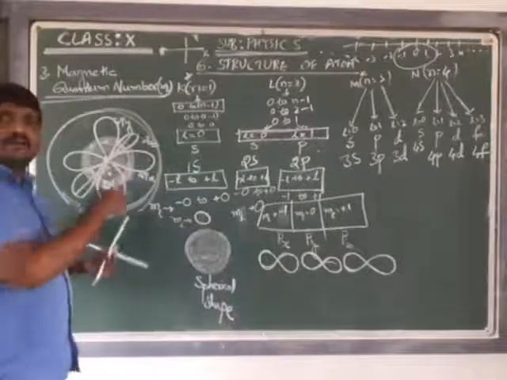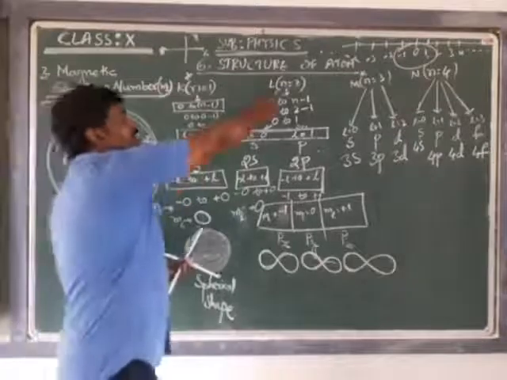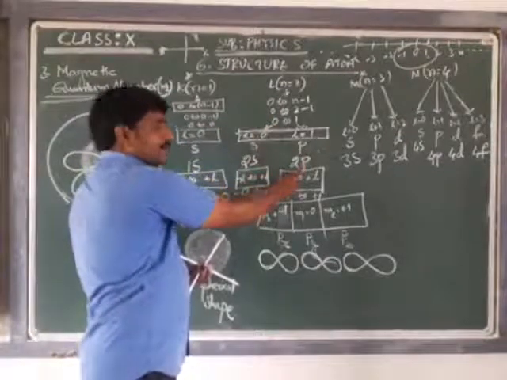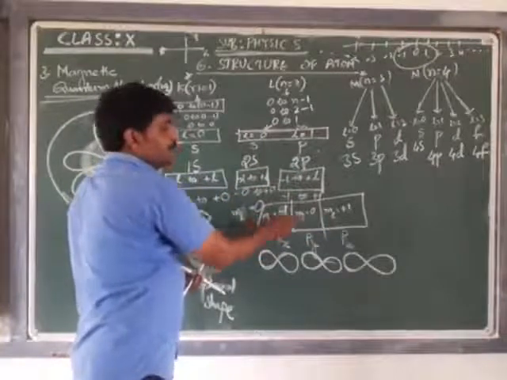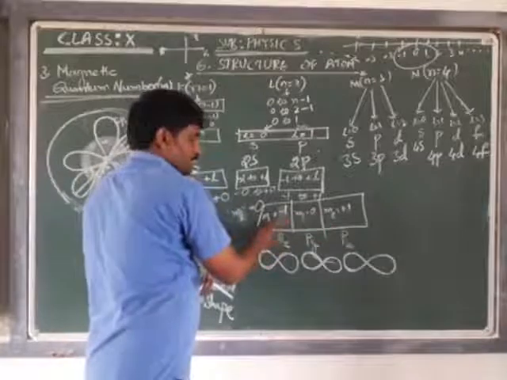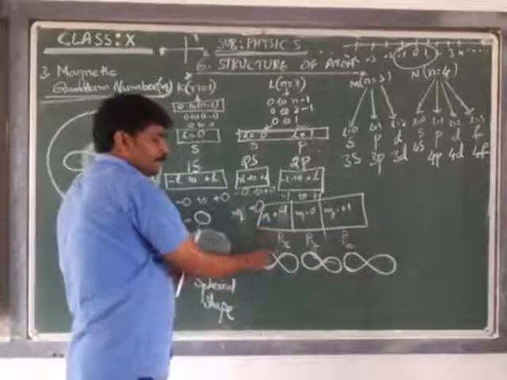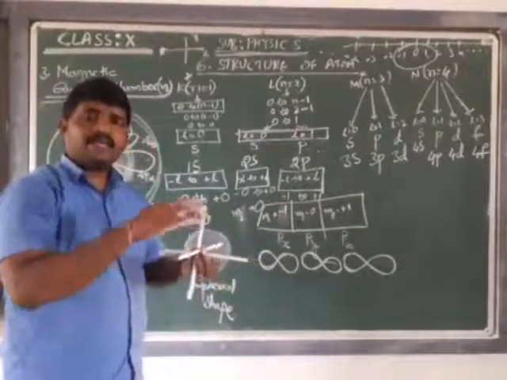Have you understood the orientation? The second shell contains 2 subshells, s and p. It is referred to by 2p. 2p has 3 orientations, that is magnetic quantum numbers ml equal to minus 1, ml equal to 0, and ml equal to plus 1, where it is oriented in the form of px, py, and pz.